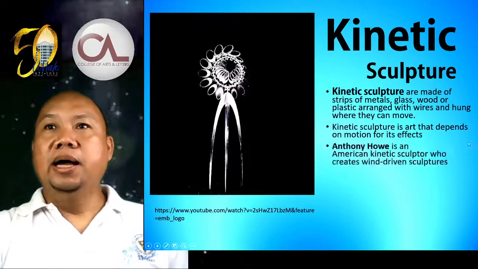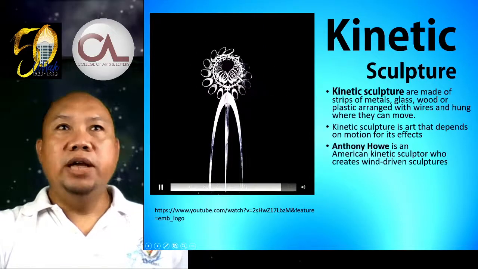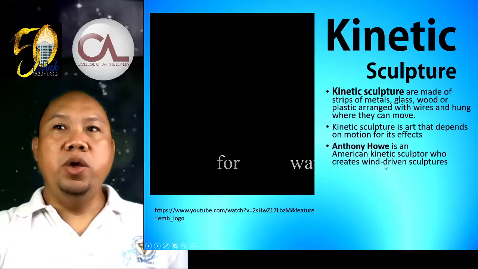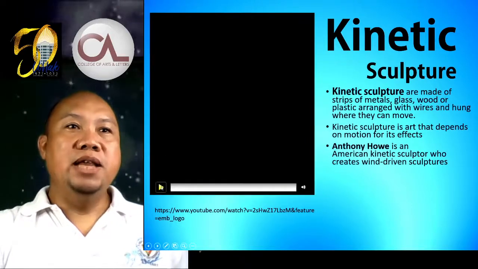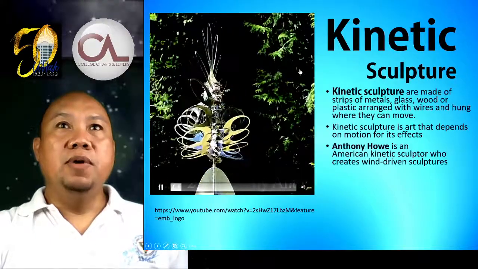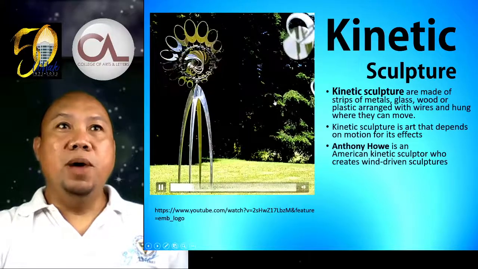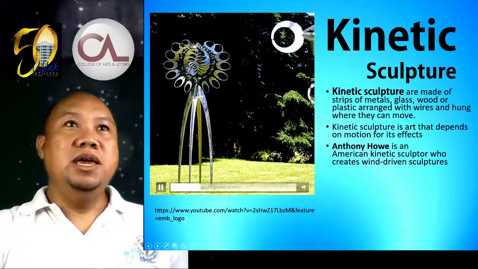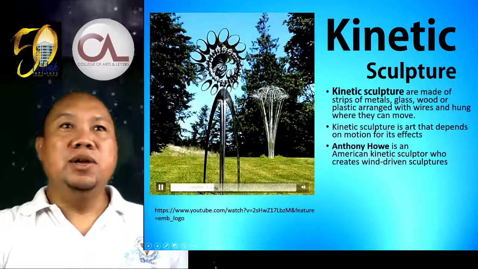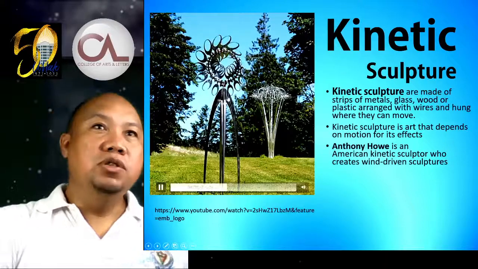What else? The one who made the sculpture in this video is Anthony Howe, an American kinetic sculptor who creates wind-driven sculptures. Let's play it again. Wind-driven sculpture. You can see in the video the wind is blowing, that is why you see the leaves on the trees moving. That is the reason why this sculpture is moving, because it's wind-driven. This one is created by Anthony Howe. The name of this sculpture is Have a Moon 2.